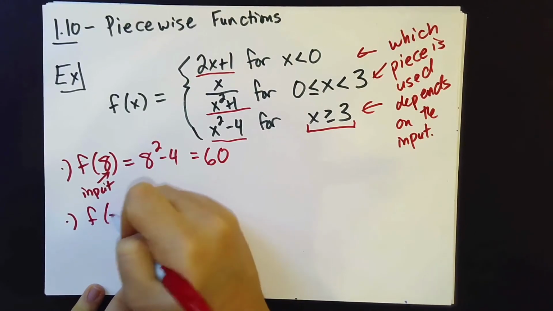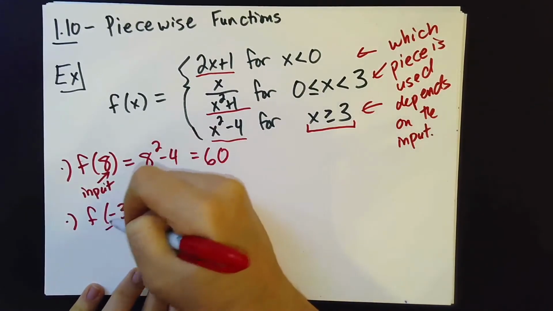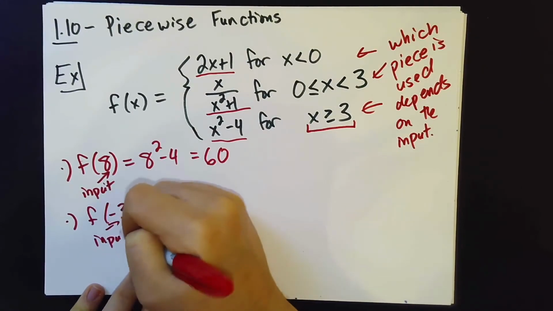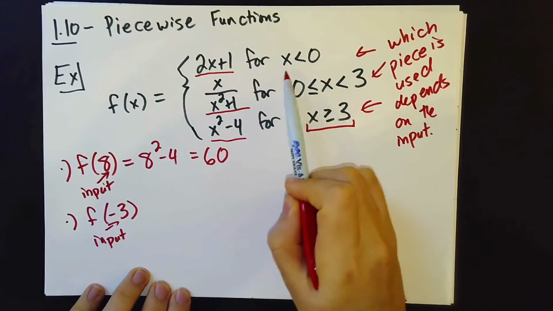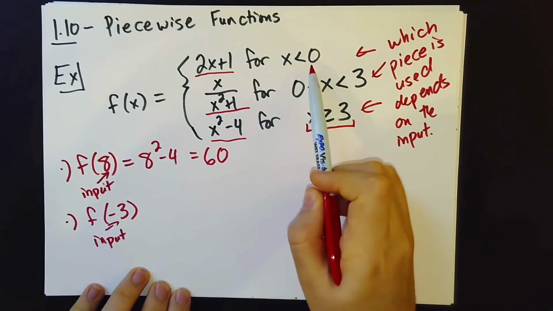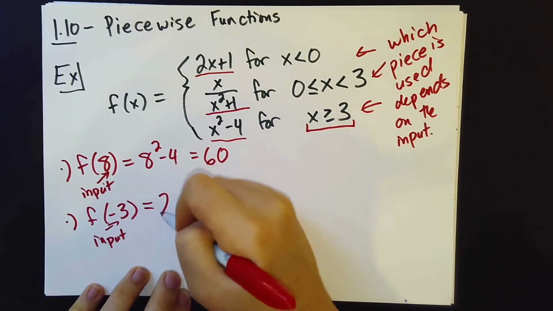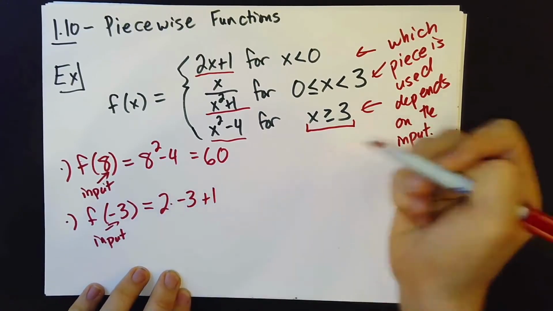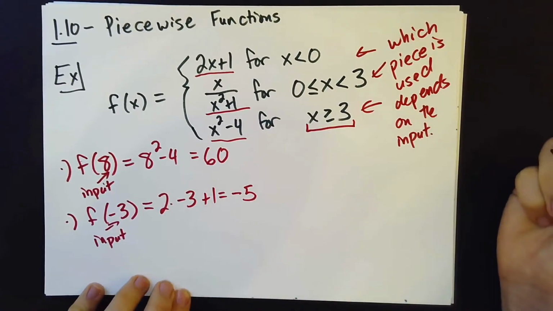If I took f of minus 3, here the input again is minus 3. And I look, and actually minus 3 is less than 0, so that means I use the first line. And so this is 2 times minus 3 plus 1, which happens to be minus 5.